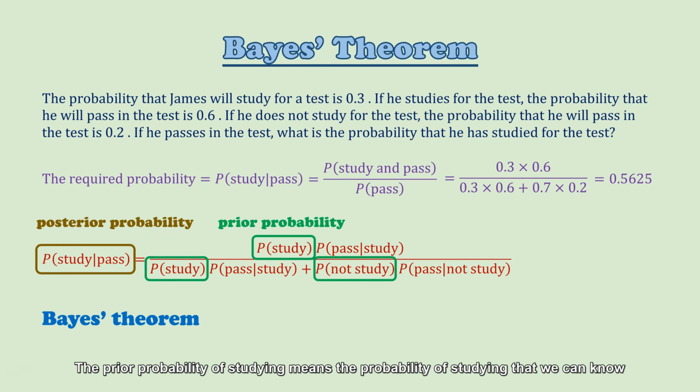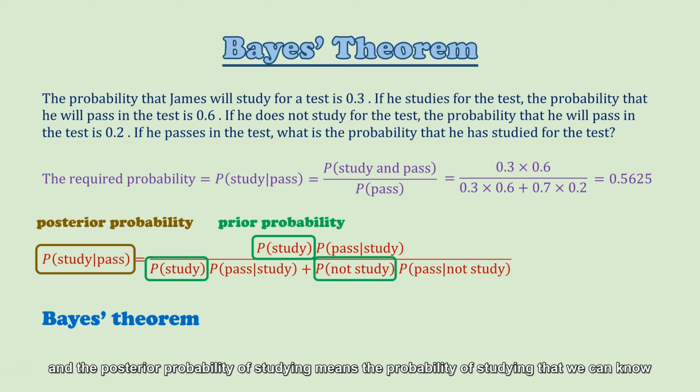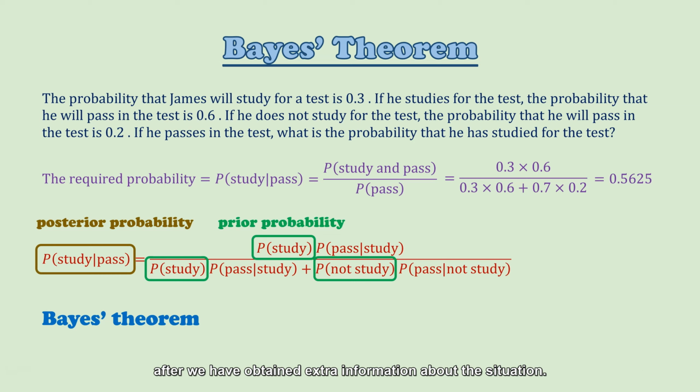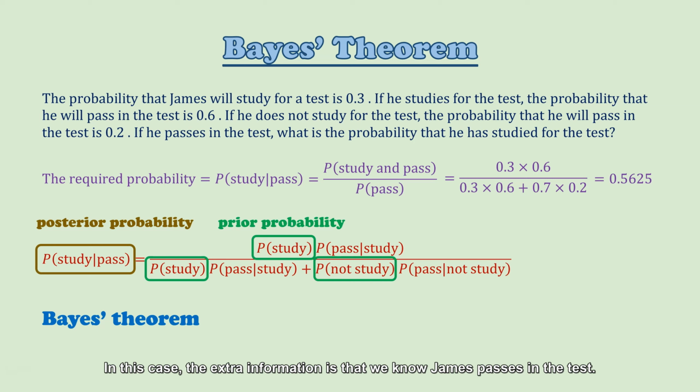The prior probability of studying means the probability of studying that we can know before we have any extra information about the situation. And the posterior probability of studying means the probability of studying that we can know after we have obtained extra information about the situation. In this case, the extra information is that we know James passes the test.